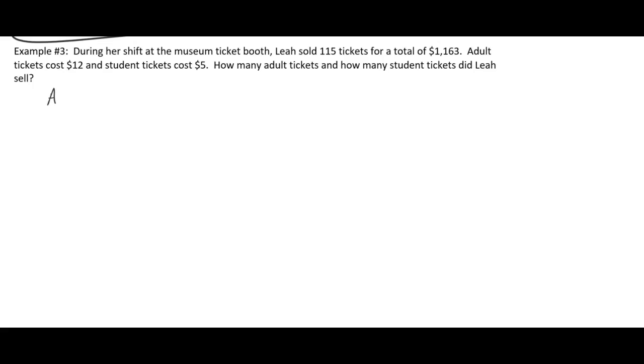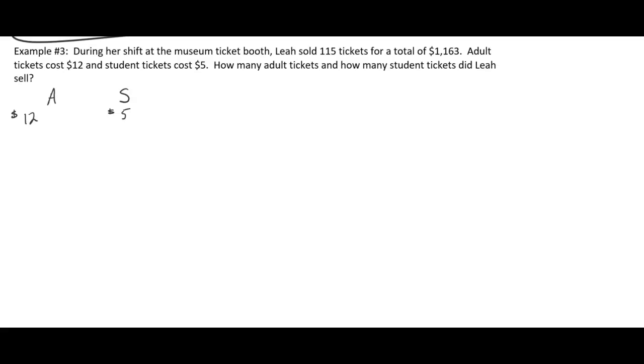So we've got two types of tickets, adult tickets and student tickets. Now the adult tickets are $12 apiece. The student tickets are $5 each. That's how much each ticket is worth. Now it's going to talk about how many there are. How many tickets did they sell?